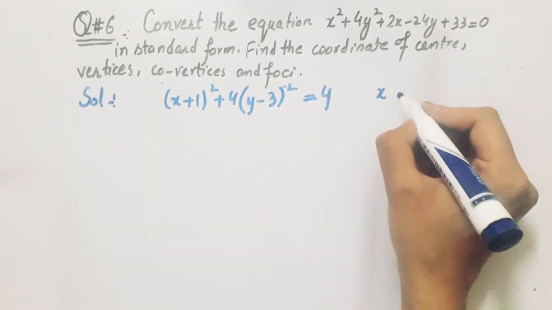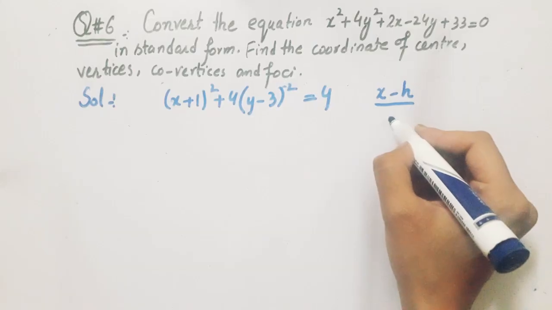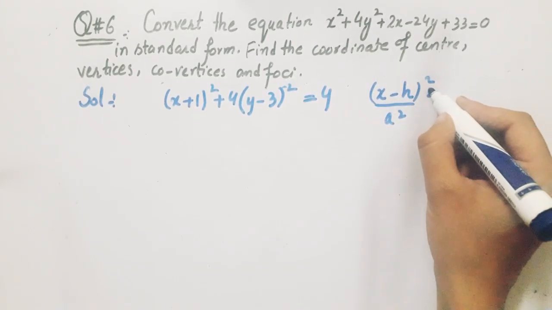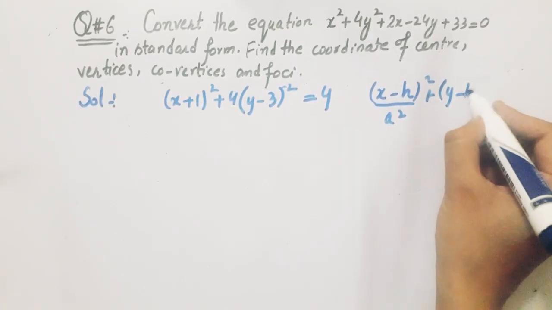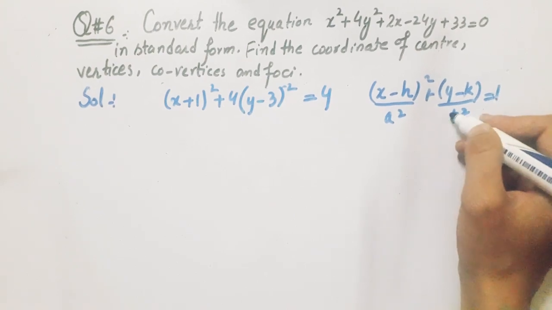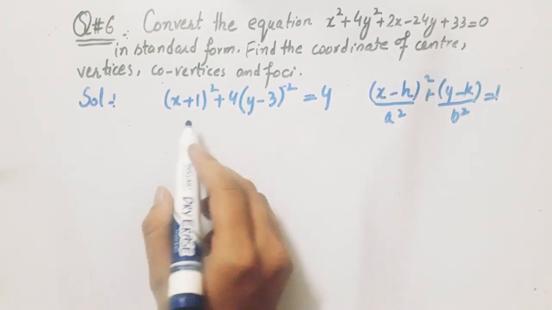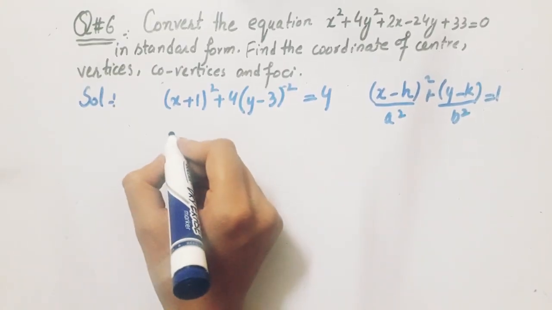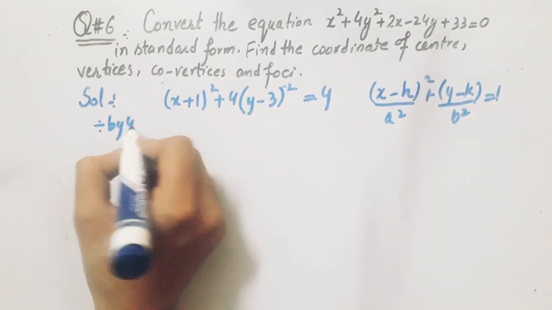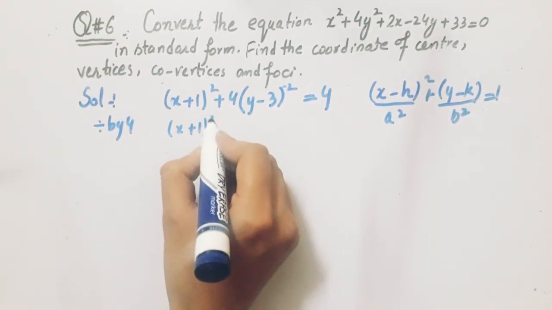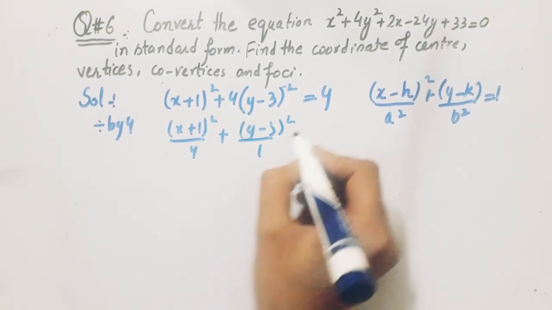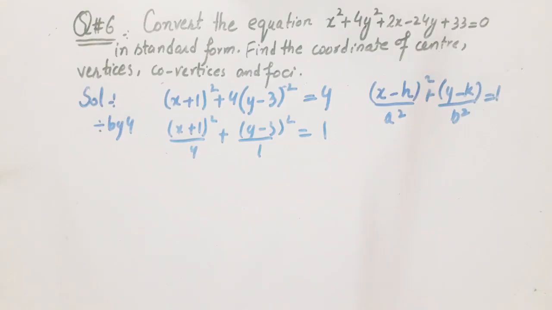(x minus h) whole square by a square, then plus (y minus k) whole square by b square, and that is equal to 1. So this is the standard form of an ellipse. So you will convert your equation in this form by dividing the whole equation by 4. So divide by 4, you will get (x plus 1) whole square by 4 plus (y minus 3) whole square by 1, and this is also equal to 1.